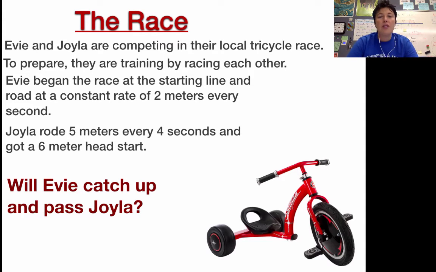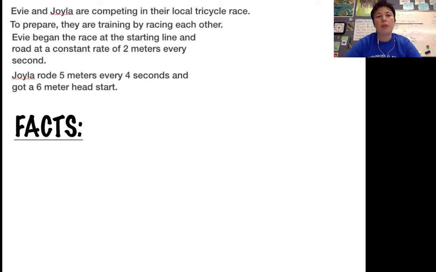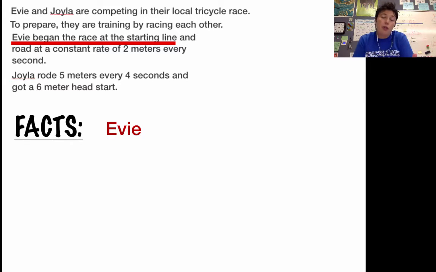We are going to answer this question very thoroughly today. We're going to take the algebra approach to answering it. My first thought is let's get the facts out of this story. So in our notebook, we're going to say facts. The first fact I'm looking at is Evie began the race at the starting line. That sounds like a key note that I should write down. So Evie, which I'm going to put in red just to color code everything. If you want to color code your notes, you might do one color for Evie, one color for Joyla. Evie's going to be red for me.